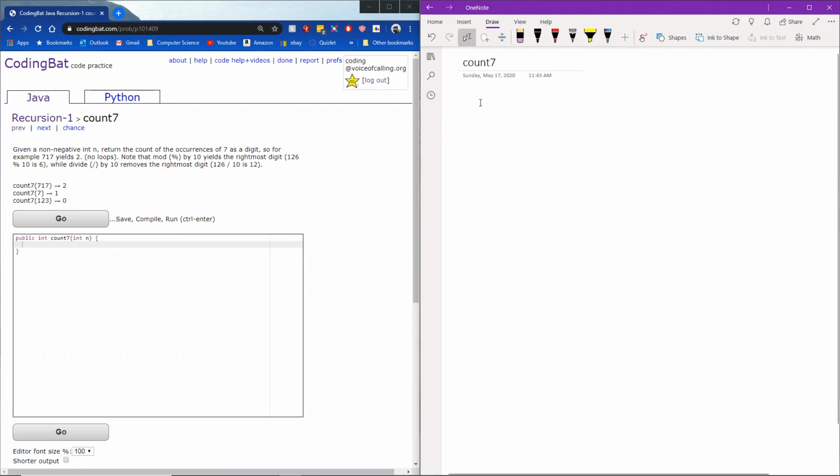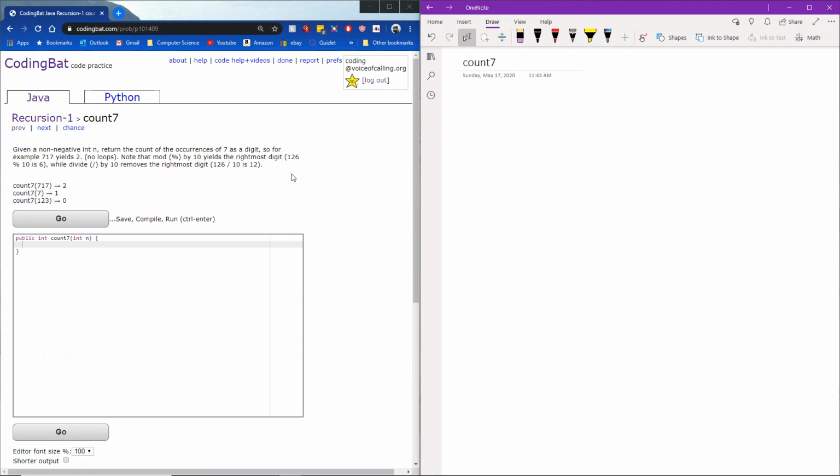Okay, so we will be doing recursion 1, count 7. Given a non-negative integer n, return the count of the occurrences of 7 as a digit. So for example, 717 yields 2, because there's 2 7s in that number. Note that mod by 10 yields the rightmost digit, while divide by 10 removes the rightmost digit. This is similar to the problem from before of sum digits.